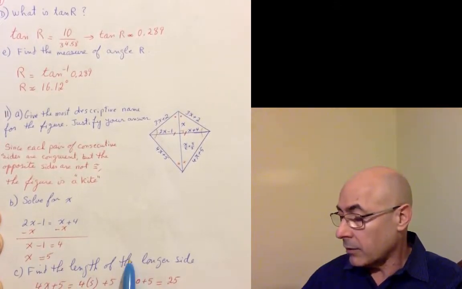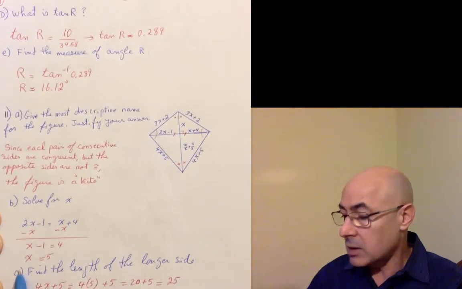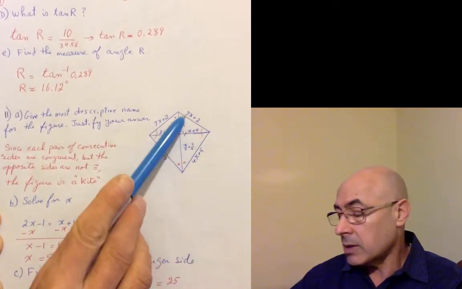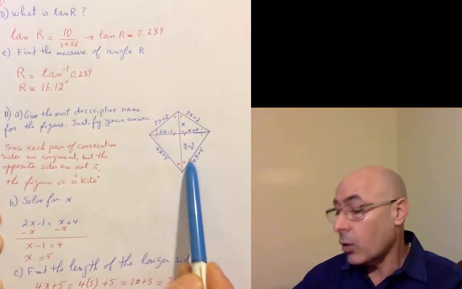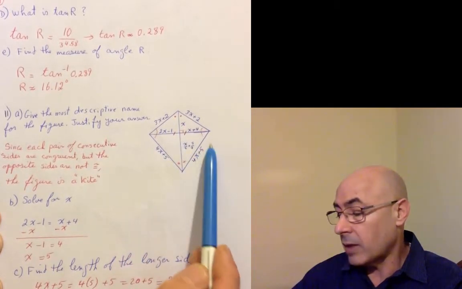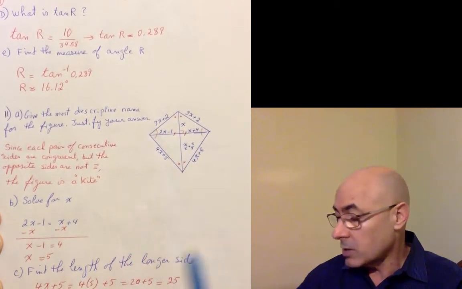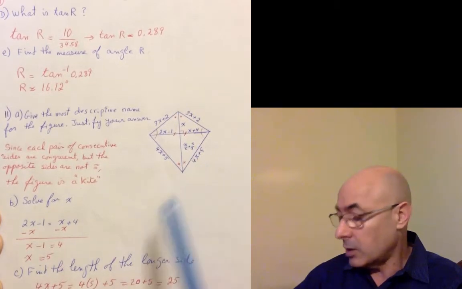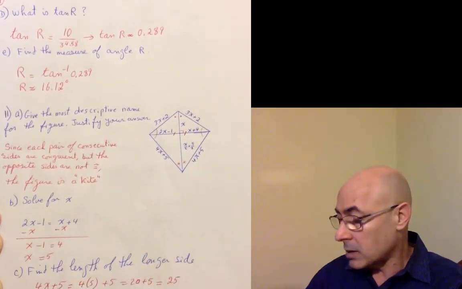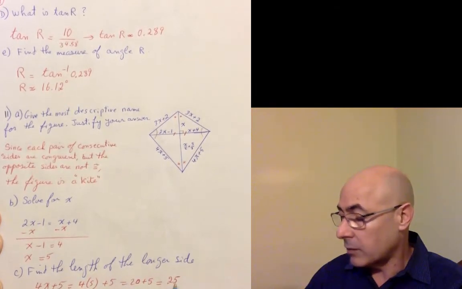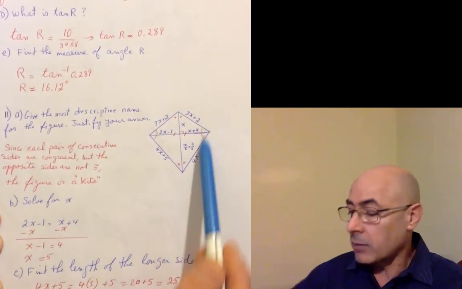Find the length of the longer side, that's part C. Which one is going to be longer? That's 3x plus 2, that's 4x plus 5, which is more than 3x plus 2. So this is the longer. So just plug in the value of x, which is 5 over here. So 4 times the value of x, 4 times 5, 20, plus 5, 25. That's the length of the longer side.